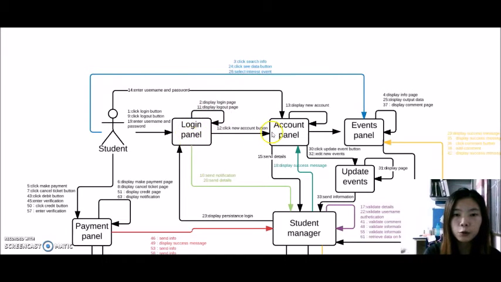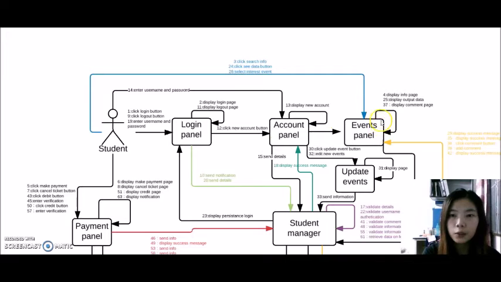Then the login panel will go to the account panel by clicking the new account button. At the account panel, it will display the new account to itself. The student will enter username and password to the account panel. The account panel will go to the student manager by sending detail, and the account panel also will go to the update event by clicking the update event button and edit new event, and also the account panel will go to the event panel.